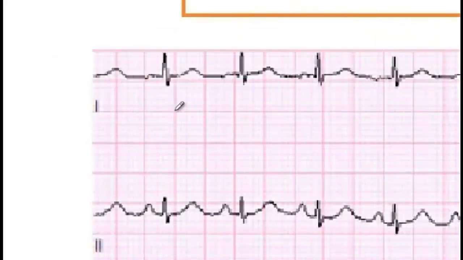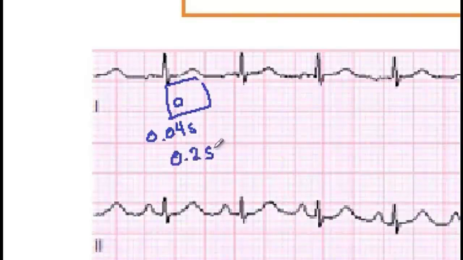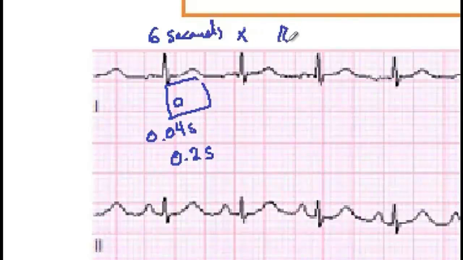So each of these boxes, the small ones that are shown here, are corresponding to 0.04 seconds. So therefore, one of these big boxes, which has 5 of them in there, correspond to 0.2 seconds. So if you want to measure the rate, what you can do is that measure how many beats are there in 6 seconds, and then multiply that number by 10 to give you what's the rate in 1 minute. So let's go back.